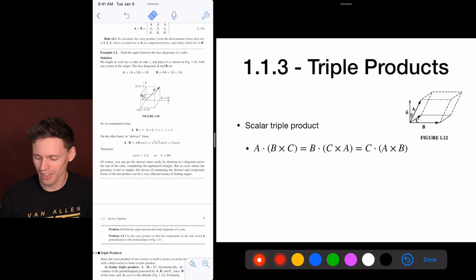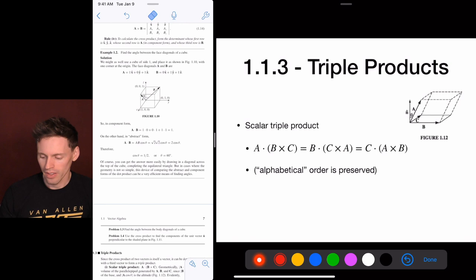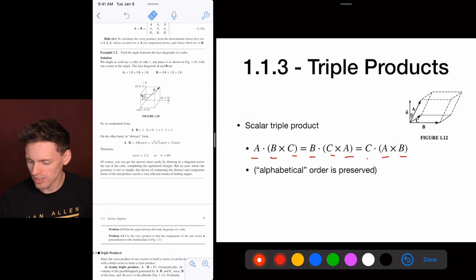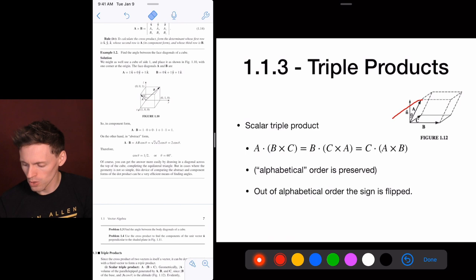And A dotted into B cross C is the same as B dotted into C cross A, and the same as C dotted into A cross B, because this area times that height is the volume, or this area times that height is the volume, and so on. So those are all equivalent statements. Now, in this case, you have A, B, C, and A, B, C, and A, B, C. So the alphabetical order is preserved. Those are all equivalent to each other. If you flip something around, so you have B dotted into A cross C, you're going to get a minus sign in there, which is opposite, because that's going to correspond to some volume in the opposite direction, or down.